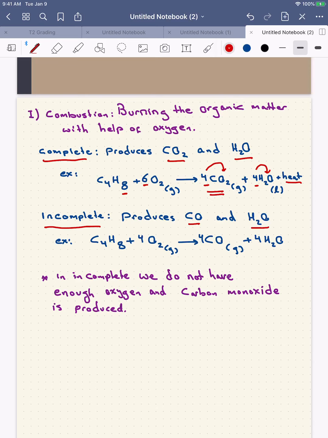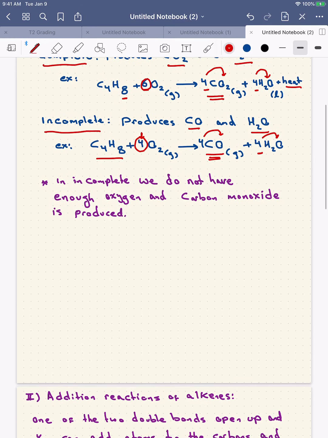For incomplete, the same molecule butene. This time I produce CO, carbon monoxide, 4 C, 4 CO. 8 H's will give me 4 H2O. Now I have 4 oxygen here, and 4 here. That's 8. 8 divided by 2, I need 4. If you look at the 4 versus 6, this shows you didn't have enough oxygen, and that's why you produce carbon monoxide. So in incomplete, we do not have enough oxygen, and carbon monoxide is produced.